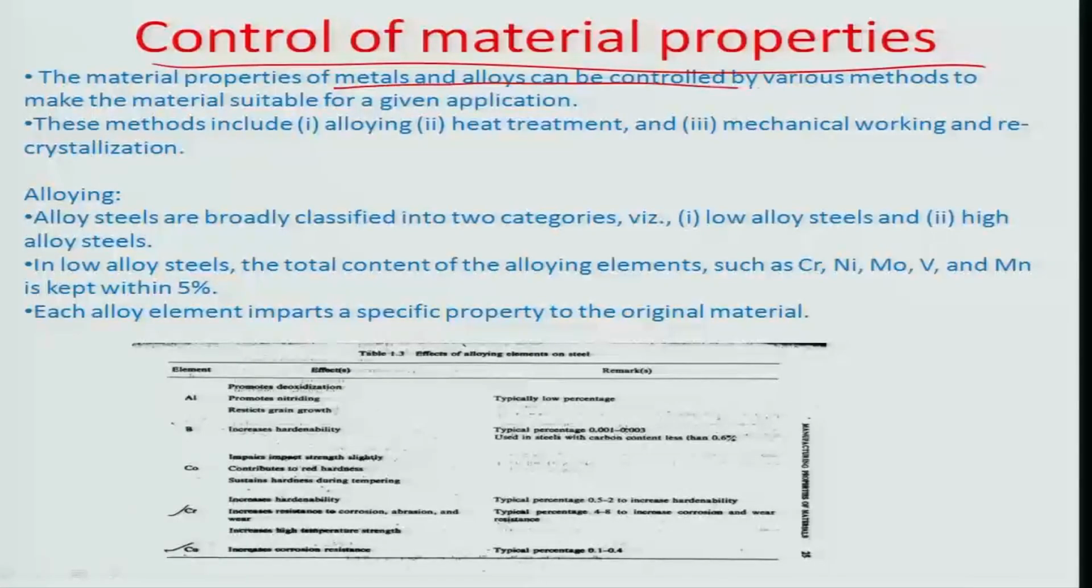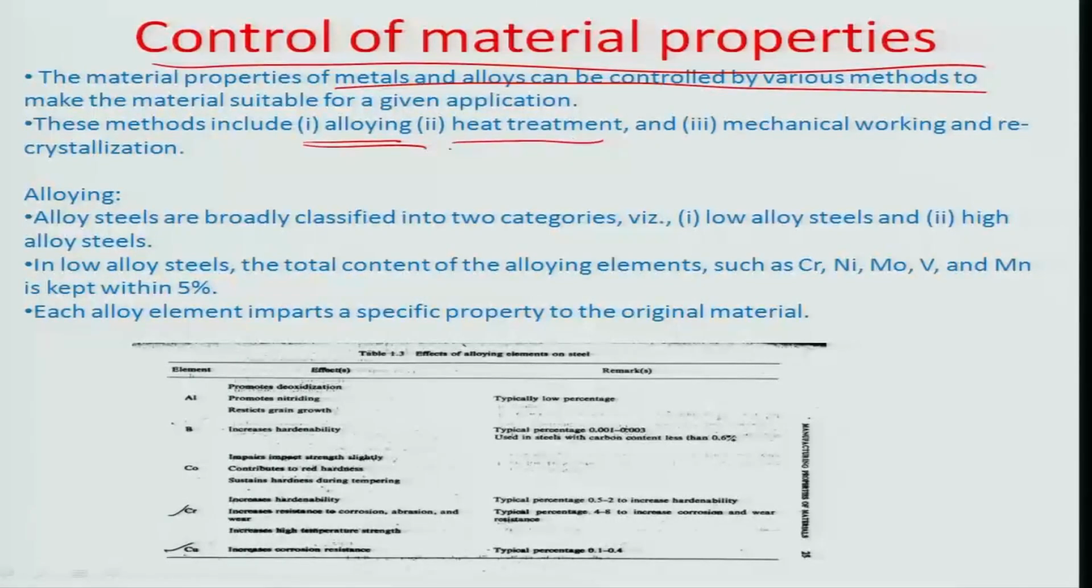So the material properties of metals and alloys can be controlled by various methods to make the material suitable for a given application. For example, one of them is just alloying, where you are using some trace amount of materials, each of which would create some kind of a difference in the crystal structure by either pre-hardening it or doing something related to the regularity of the lattice structure of the metal, where enhanced properties can be felt coming out.